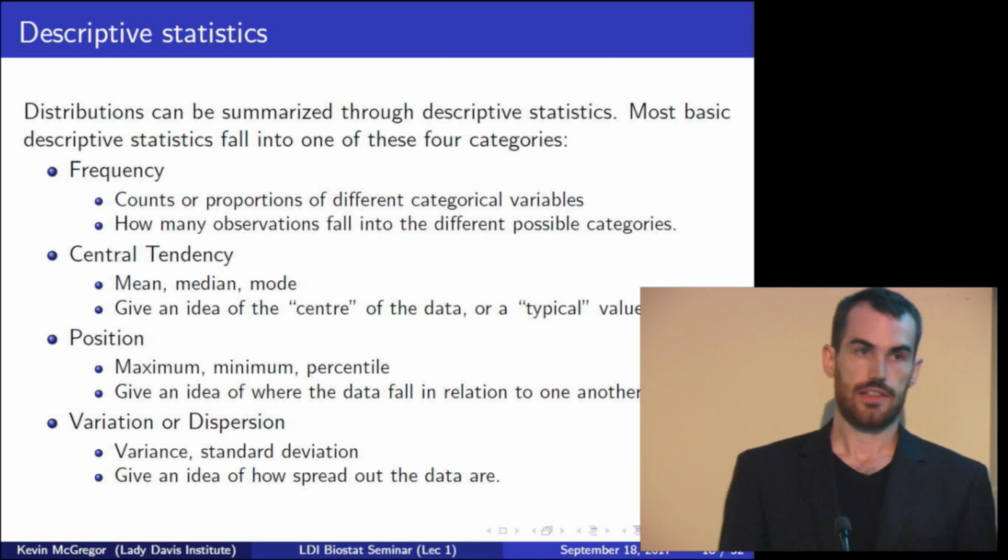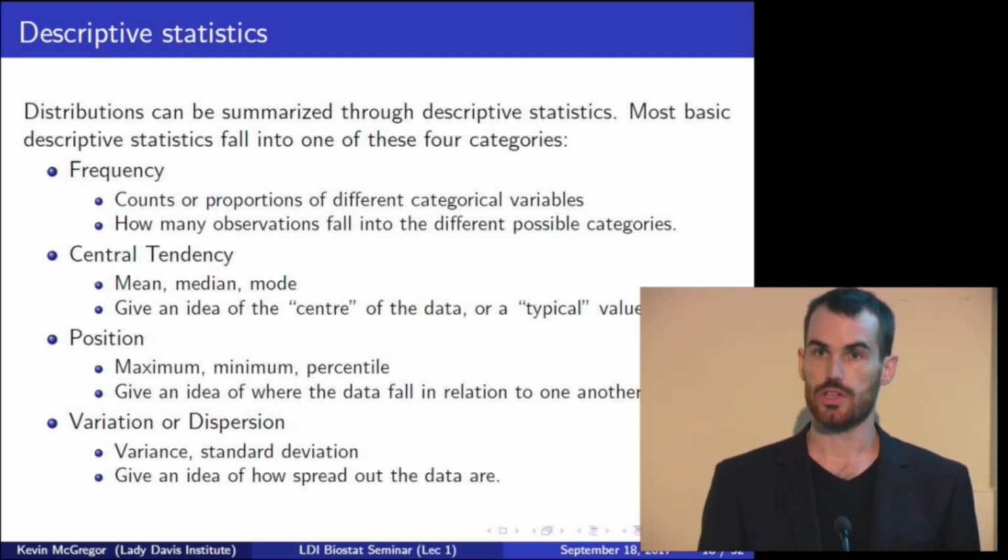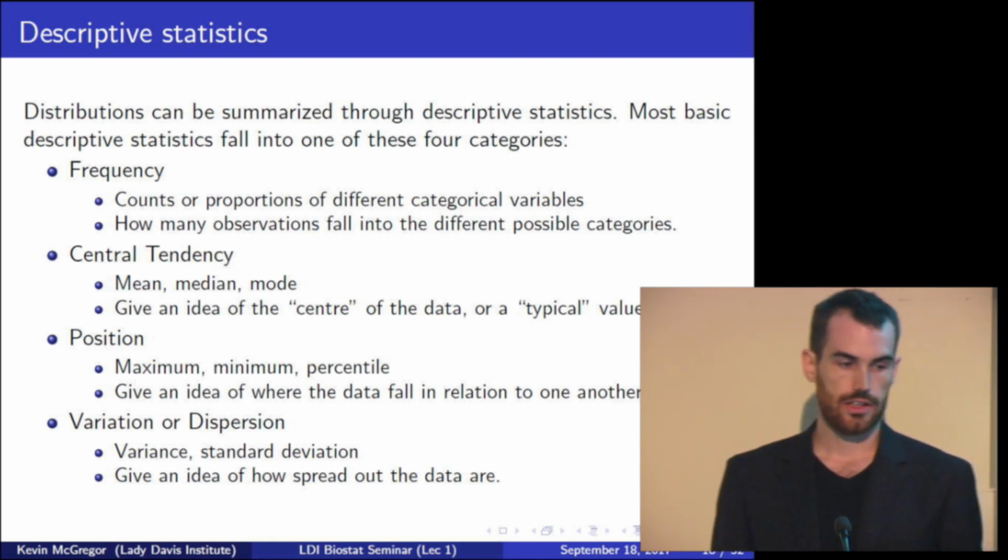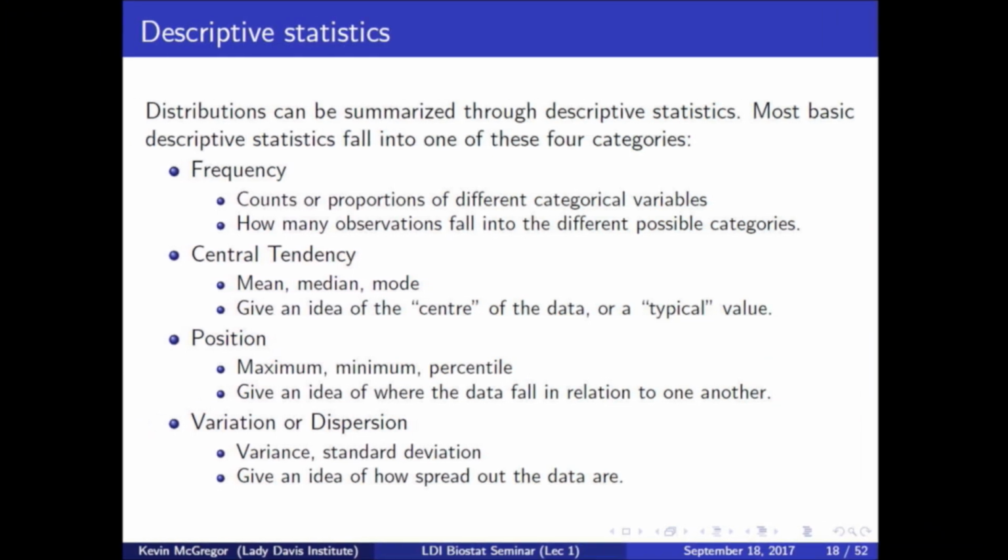All right, so that's how you visually look at the shape of a distribution, but we also have things called descriptive statistics that are going to describe the distribution of our sample. They fall into 4 distinct categories. One is frequency, so just counts and proportions of different categorical variables. Second, and these are usually what we're interested in for our research questions, measures of central tendency, so our means, our medians, and modes. These give us an idea of the center of our data, or a typical value of a datum.